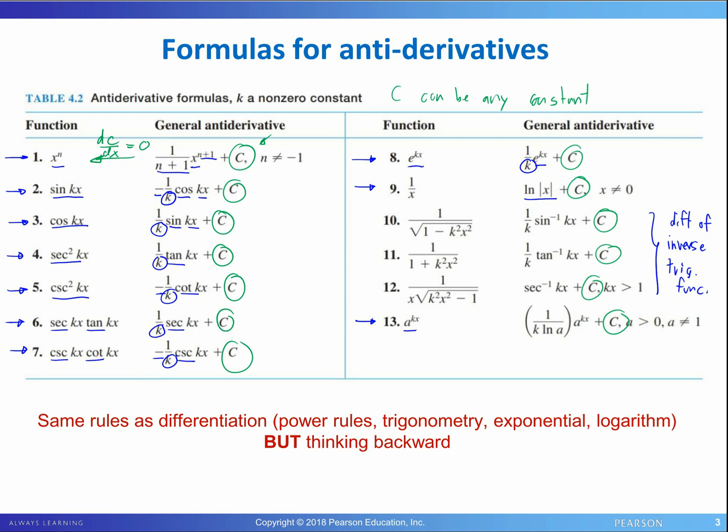And this means that every time you find a general antiderivative, this constant c has to show up. It has to be there at every function right here. So don't forget about this. Okay, let's move on to the next slide.